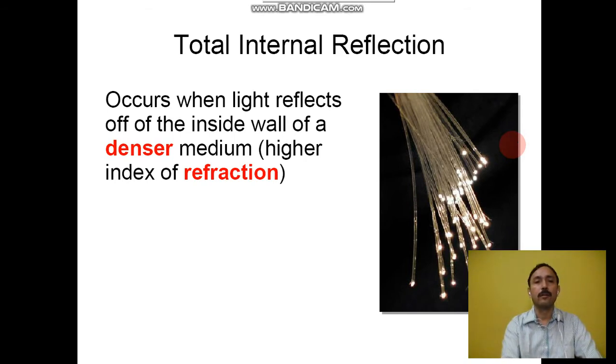Total internal reflection occurs when light reflects off the inside wall of a denser medium, that is higher index of refraction. This is the optical fibers that we can find in different sophisticated elements that are producing lights, and we place it in a drawing room for decoration purpose.